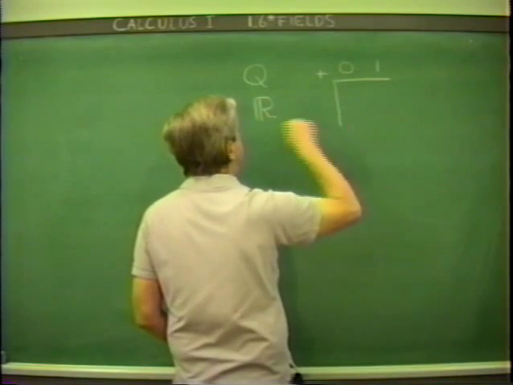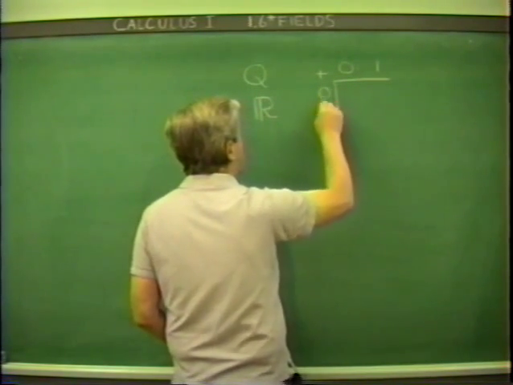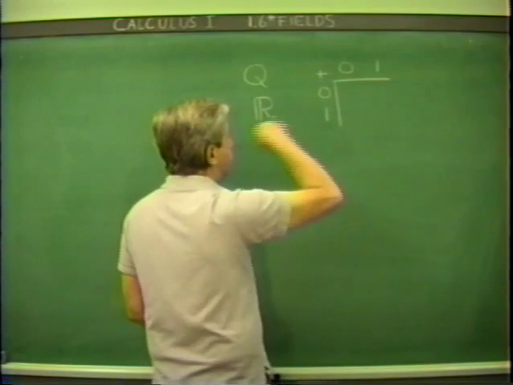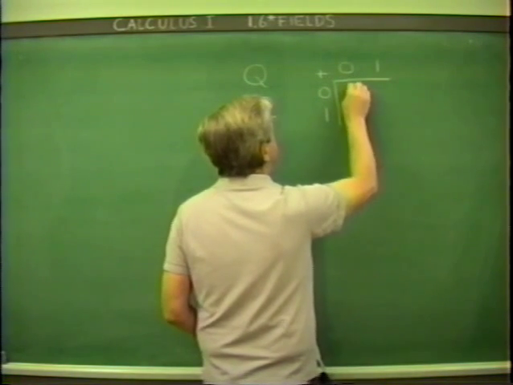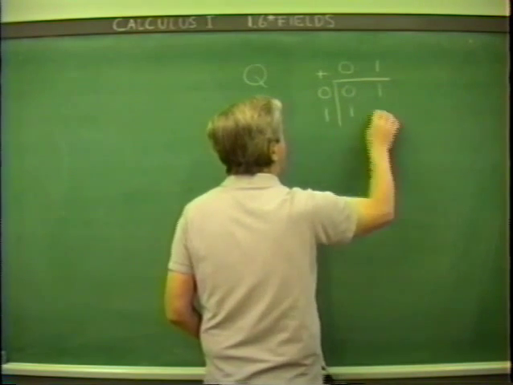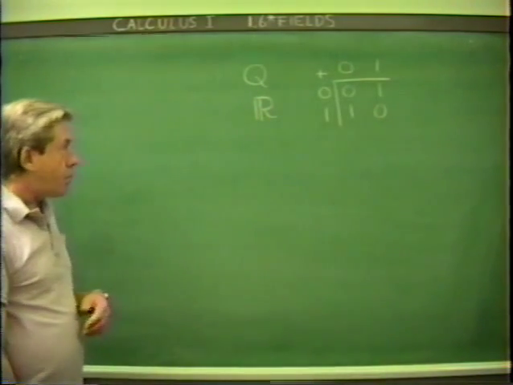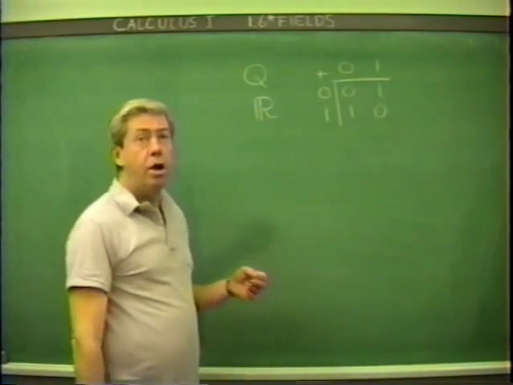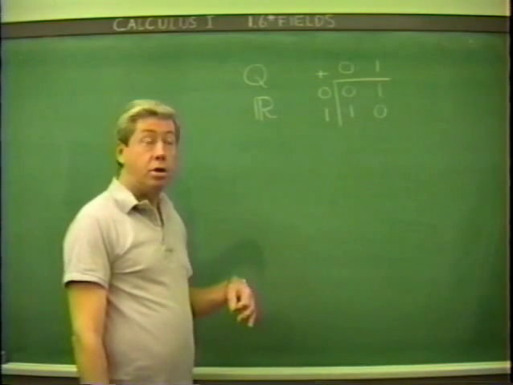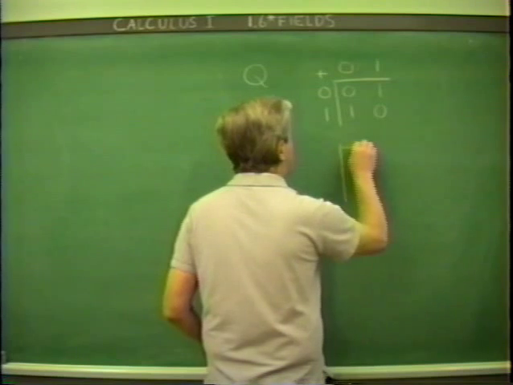Now these are not your standard 0 and 1 elements, but I'm going to give the addition table for these elements. 0 plus 0 is 0, 0 plus 1 is 1, 1 plus 0 is 1, and 1 plus 1 goes back to 0. This is addition modulo 2. That's to say, when you get to 2, you go back to 0 again.